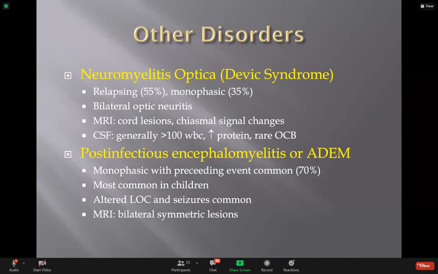There might be some post-infectious encephalomyelitis or ADEM. So this happens after an infection. Somebody has some type of upper respiratory tract infection, sometimes after vaccines. And then it's more in younger adults and children particularly. These people are a bit different. They'll present with white matter changes, but they will have fever. They could have seizures during that time.